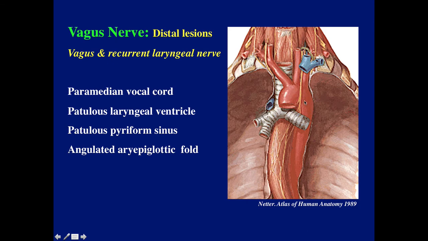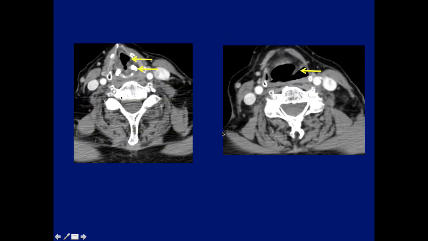So, either the tumor, like in this case, involves the vagus itself or the recurrent nerve in the AP window. So again, you end up with the paramedian vocal cord, the dilated ventricle, piriform sinus, and the angulated AE fold, all due to a distal lesion, this time involving only the vagus or the recurrent laryngeal nerve.